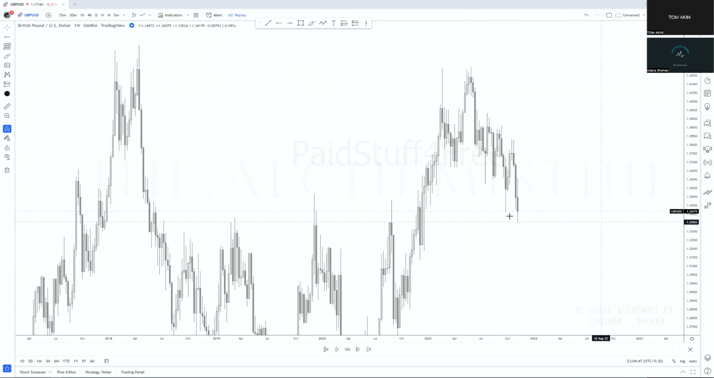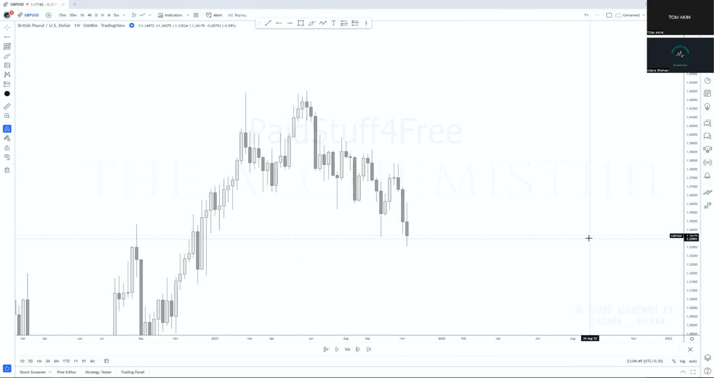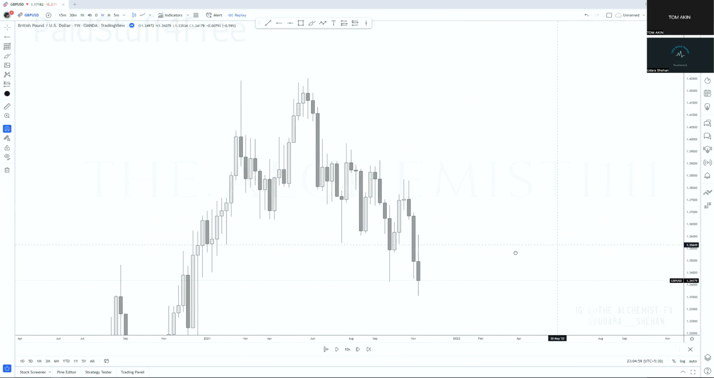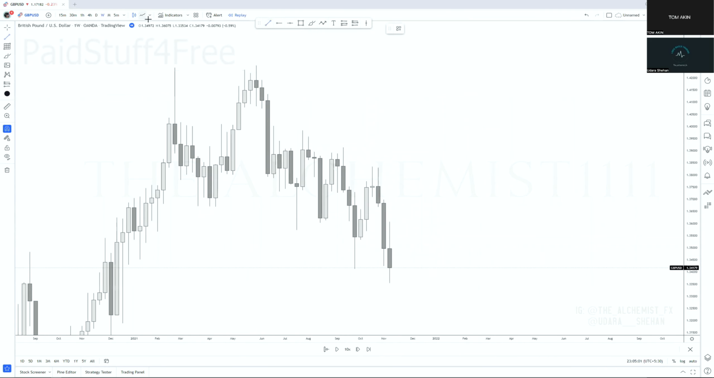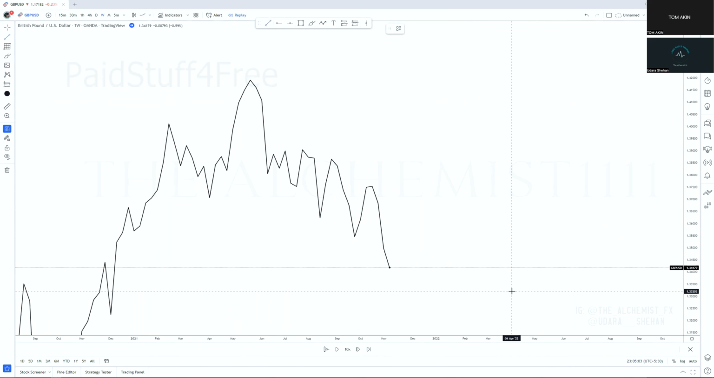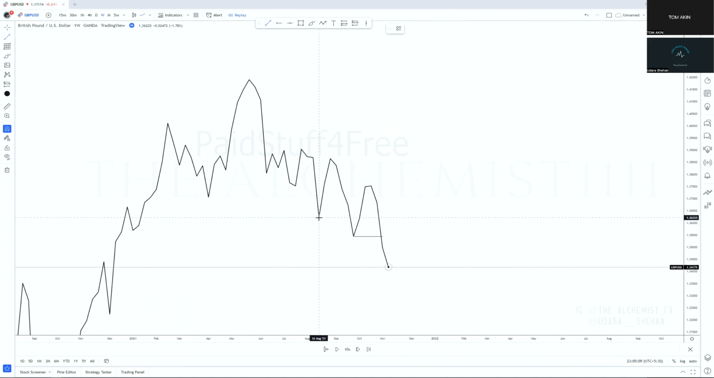Now remember, this is how I do the top-down analysis. This is what I always look for. On the weekly, I always look for the most recent major breakout structure, especially on the line chart. So what do we have? What's the most recent major breakout structure we have? Bearish. Look how it's falling. All these lows are getting broken.